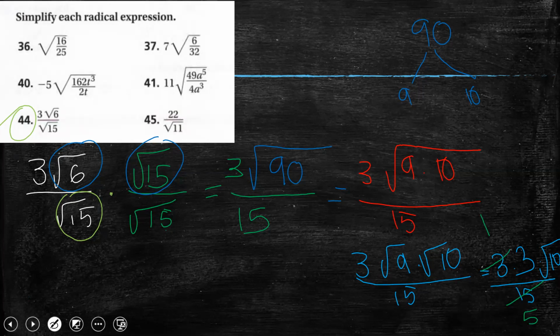Since I only simplified the numbers, not the number with a radical, number with number. So what do I get now? Let's write the final answer here. I get 3 square root of 10 over 5.